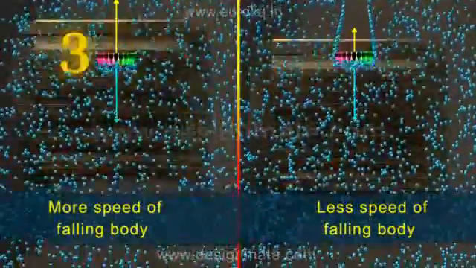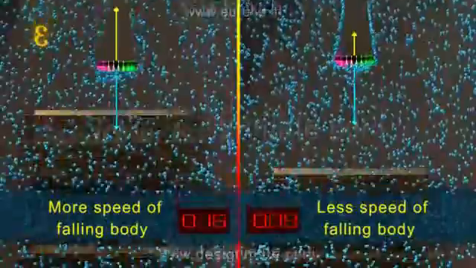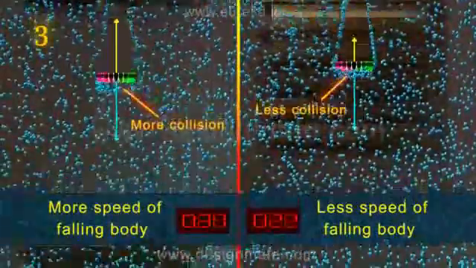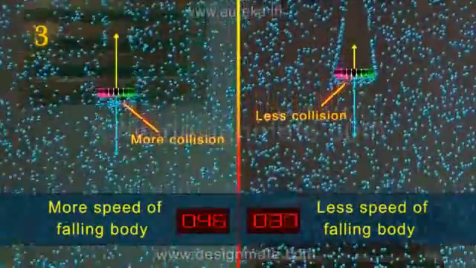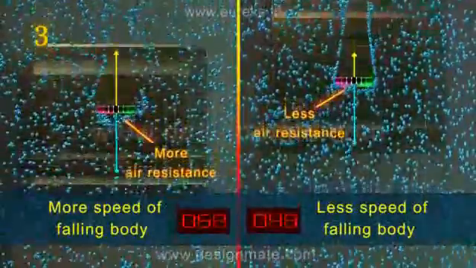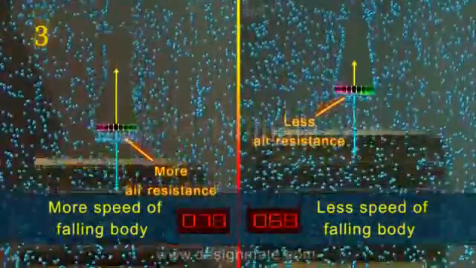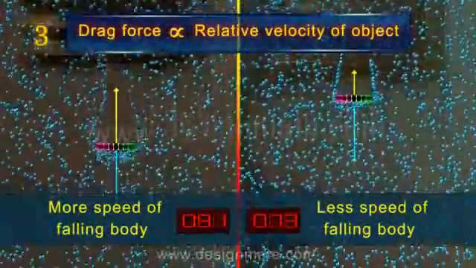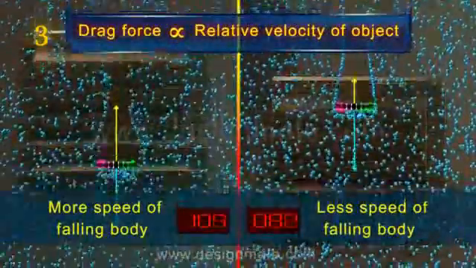3. As the speed of the falling body increases, it experiences more collisions with the particles of the medium, thereby increasing the air resistance acting on the object. Hence, drag force also depends on the relative velocity of the object.